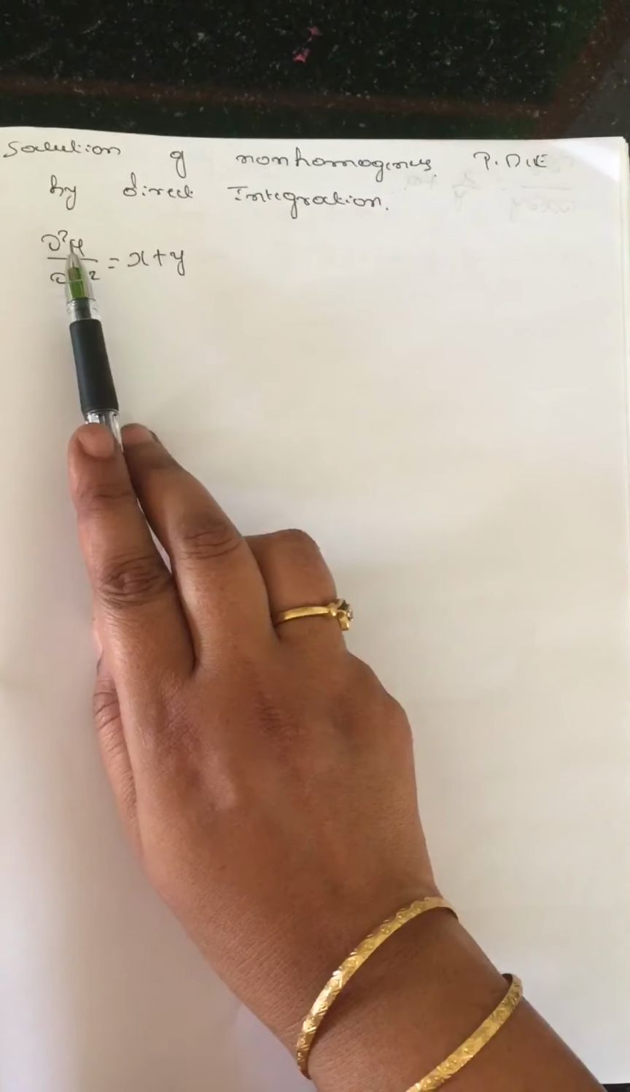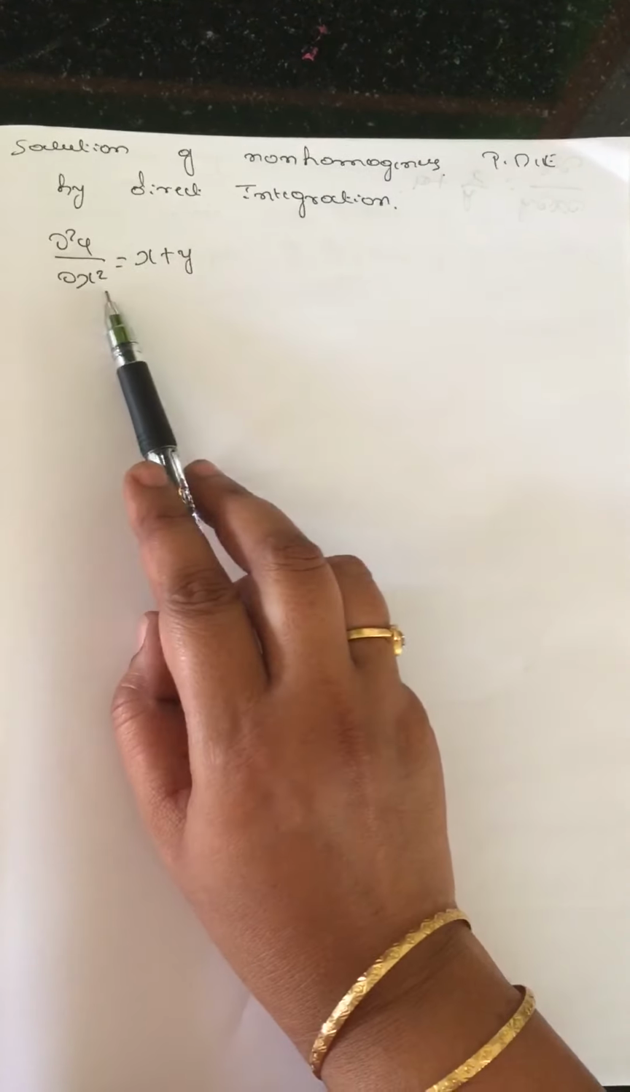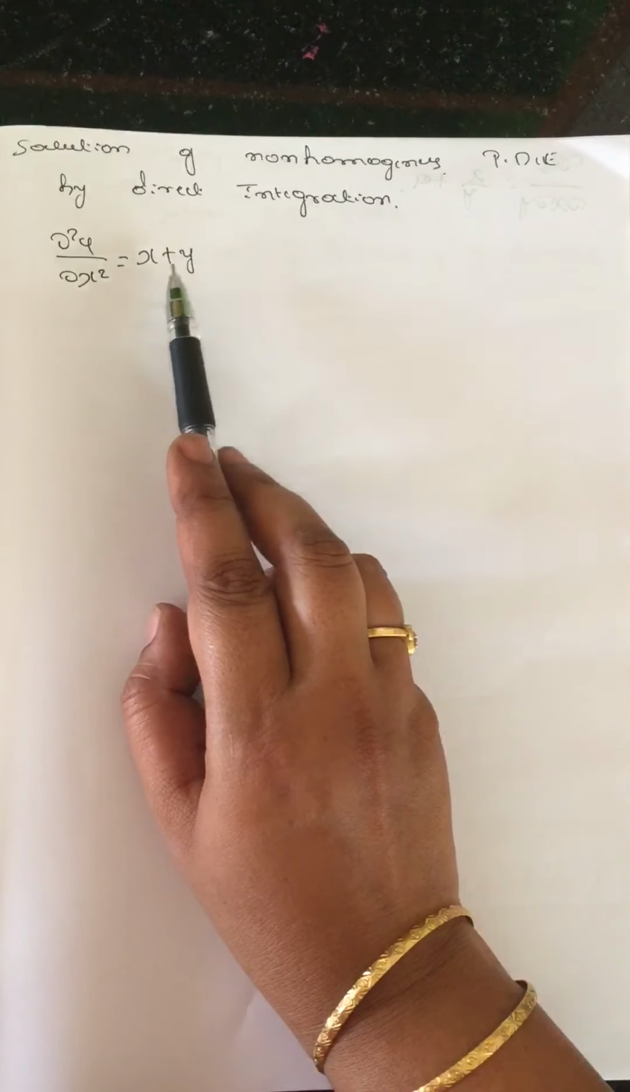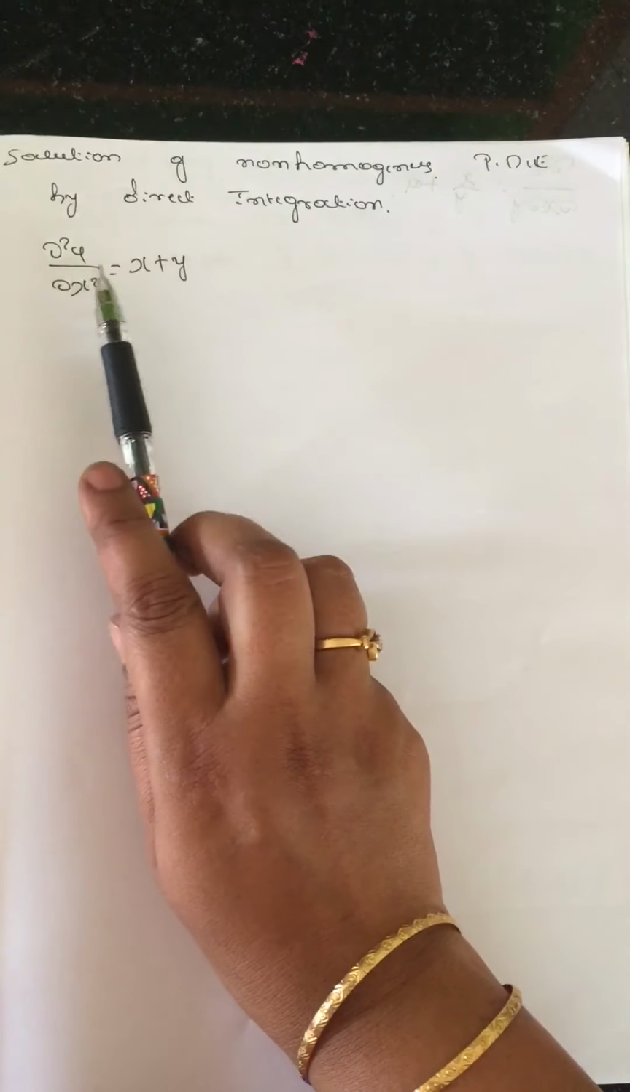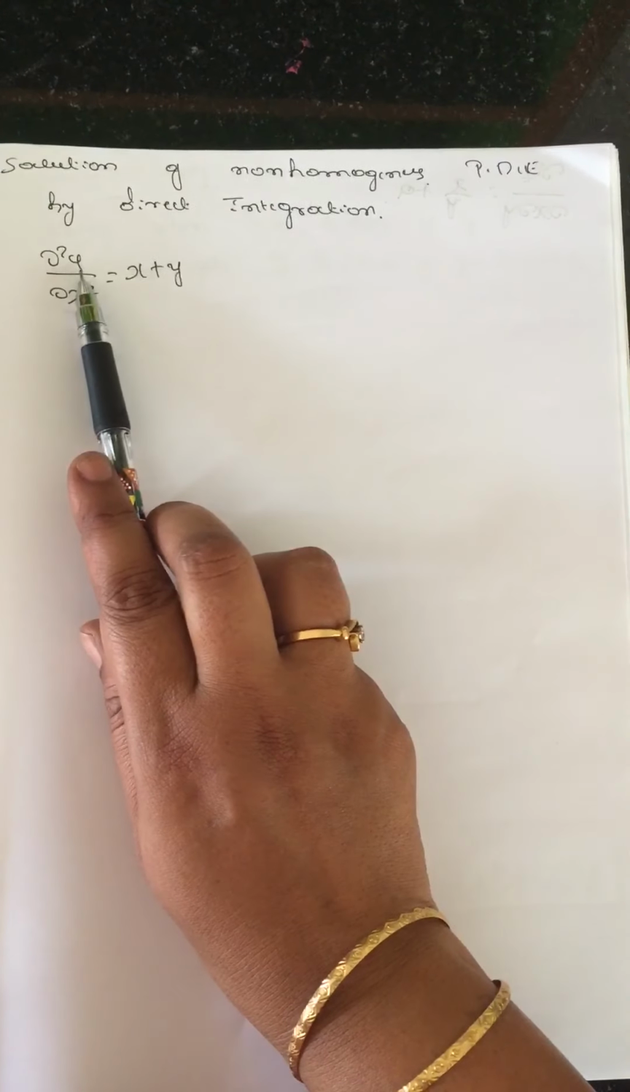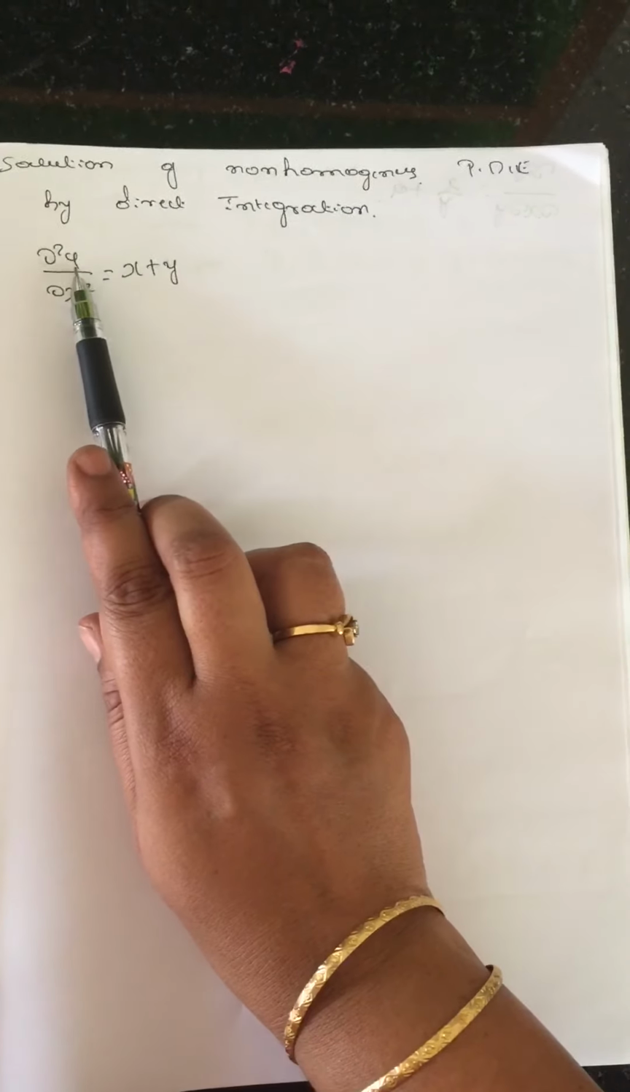Dear students, in this video I discuss the solution of non-homogeneous partial differential equation by direct integration. In this case we have to solve the partial differential equation, that is, find the given function. Here in this problem the given equation is del square u by del x square is equal to x plus y. So we need to solve this differential equation. We have to find the u value, u is a function.